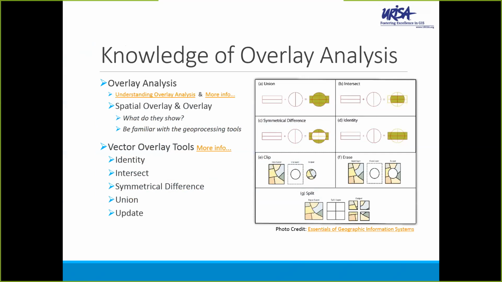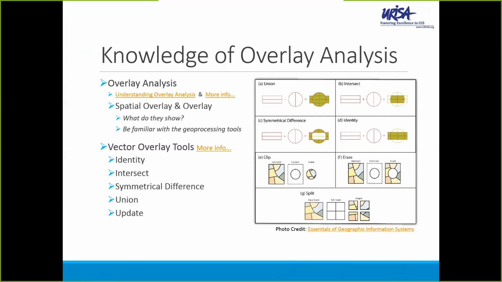All right, so first one, knowledge of overlay analysis. Each of these tools is integral in finding answers and solutions to potentially complicated questions. Essentially, you're going to take two unrelated themes and figure out how they relate to one another. As we've seen in previous presentations, different types of data are treated differently, so you've got to keep that in mind. We're going to talk about vector first.